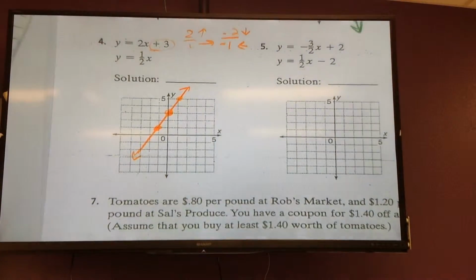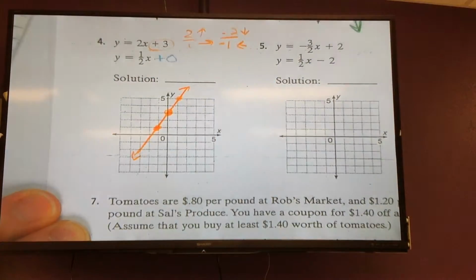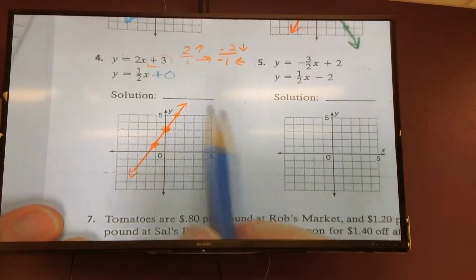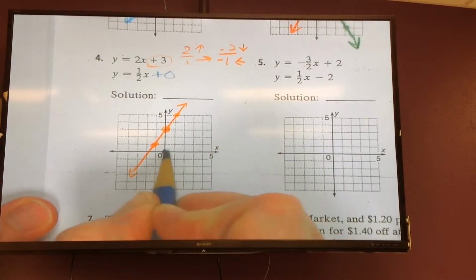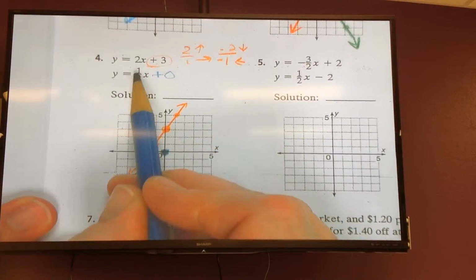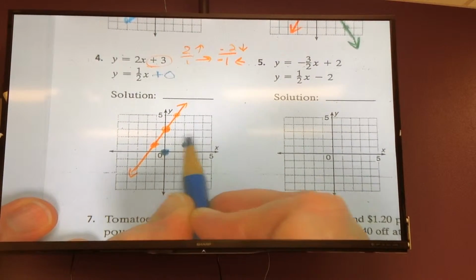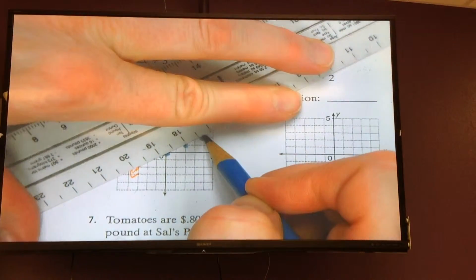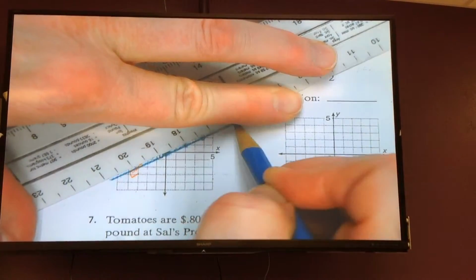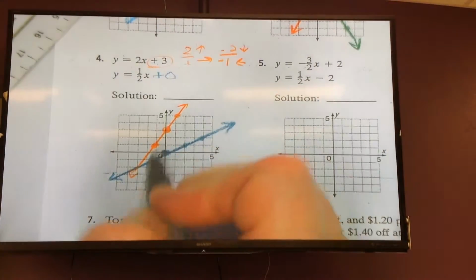And then moving on to the second equation. Now if it would help you to see it, I could just add 0 to the end of it. But it intercepts the y-axis at 0. So I'm going to put my dot there. My slope is 1 over 2, which means I rise up 1, run 2. Connect my dots. Draw my arrows. It intersects right here.